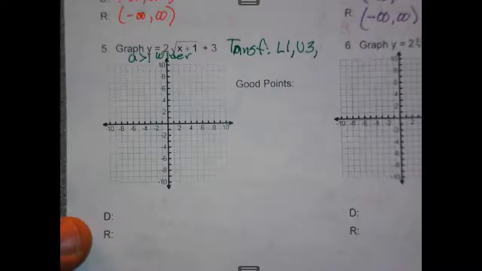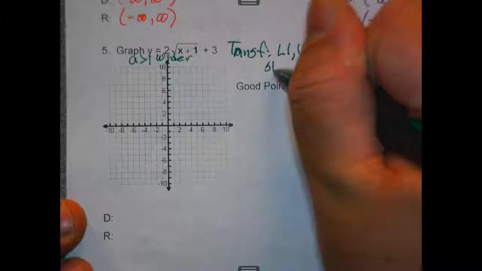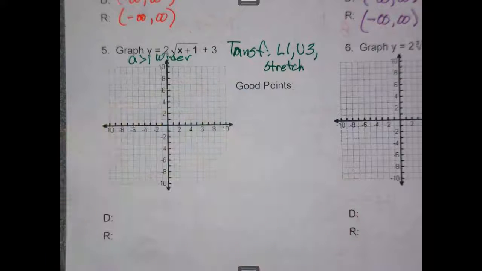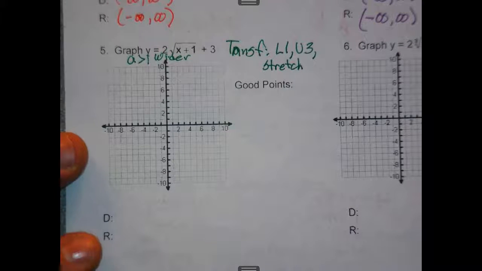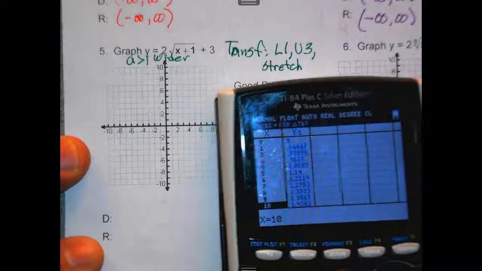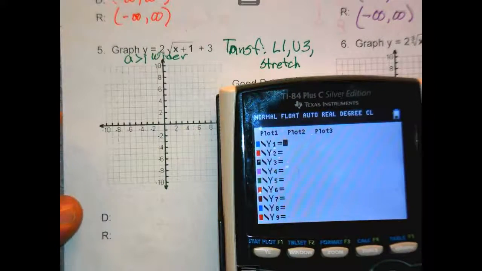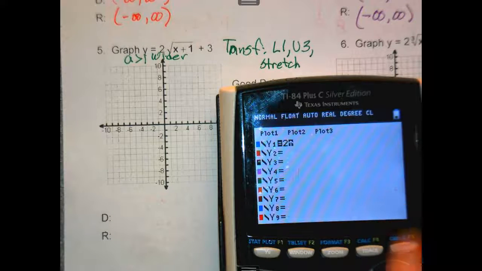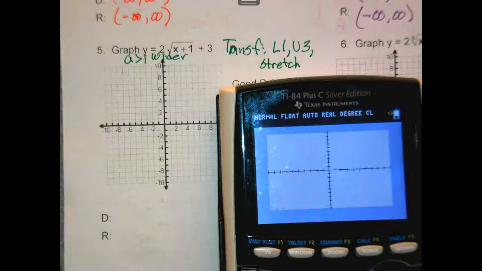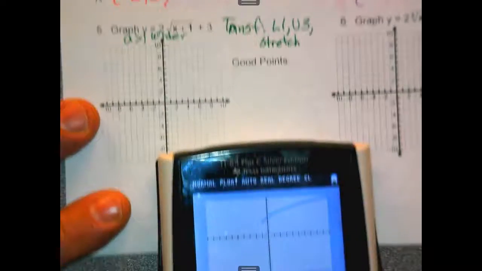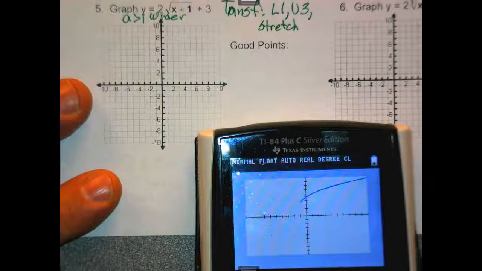All right. So like I said, instead of remembering all that, just put it in your calculator and see if it's stretched wider or squished. Okay. All right. As a matter of fact, let's put this in our calculator. I have 2 times the square root of x plus 1, parenthesis, plus 3. Good points. Let's see, second graph.